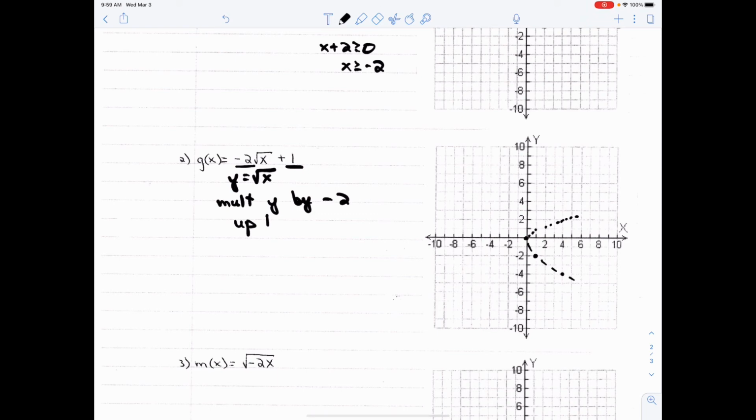So this is what you get after you've multiplied by negative 2. And then I'm going to just take those points and shift them up 1. And then draw it as best you can.